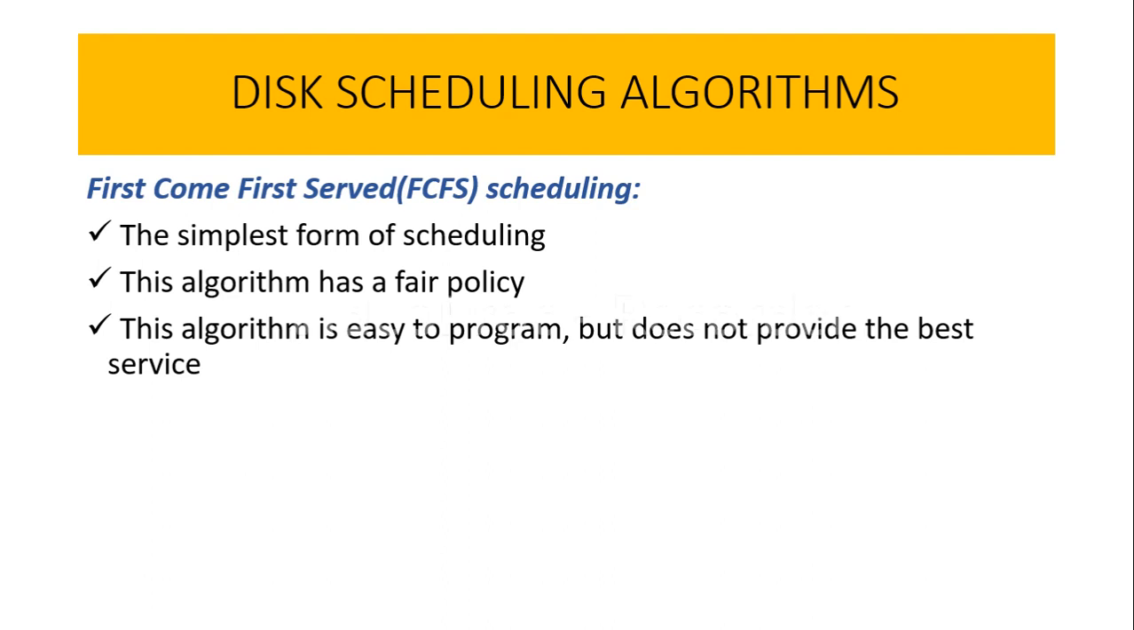Hello everybody, in this video we are going to discuss the first come first served scheduling algorithm, which means that the items from the queue are processed in sequential order. This is one of the simplest scheduling algorithms. So let us understand this with the help of an example.